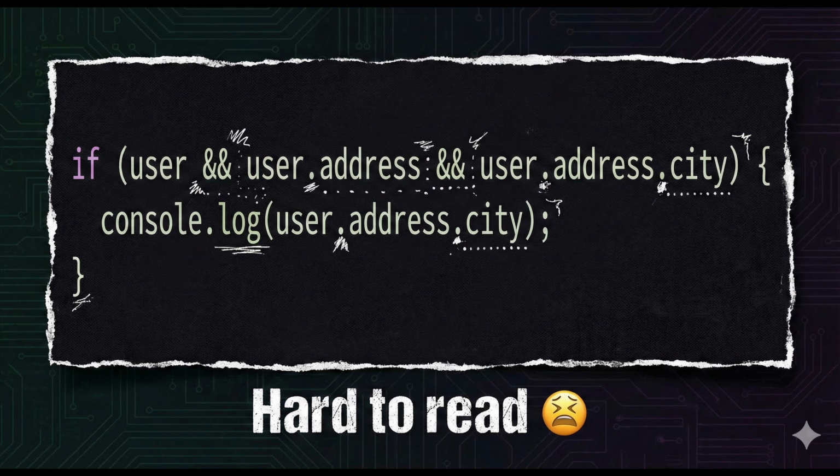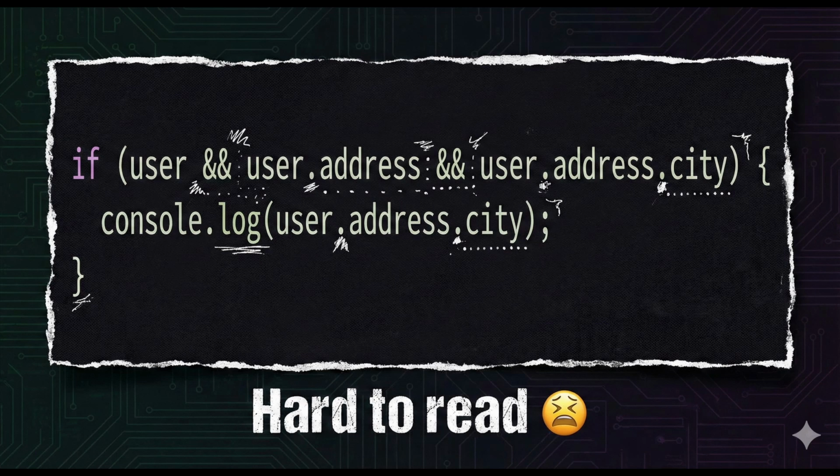On screen, you'll see this code. We're checking user, then user.address, then user.address.city just to safely log the city. It works, but notice how messy it gets. Every time your object gets deeper, the code grows longer, harder to read, and easier to mess up.